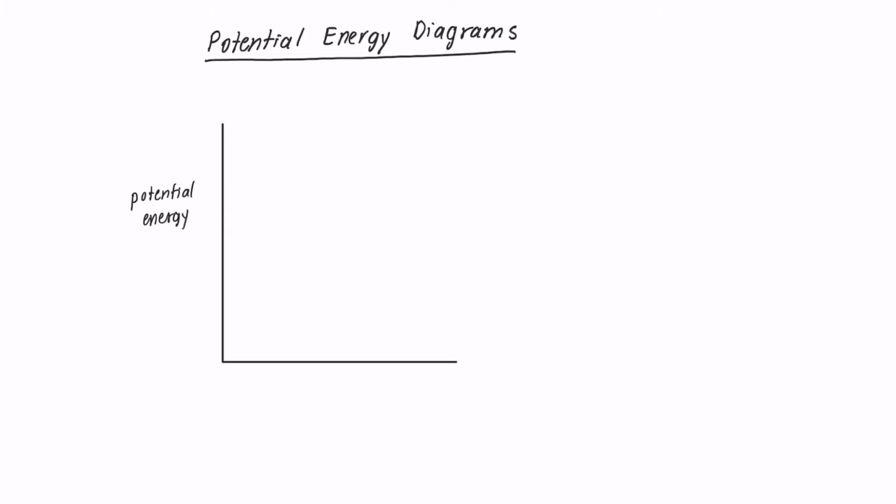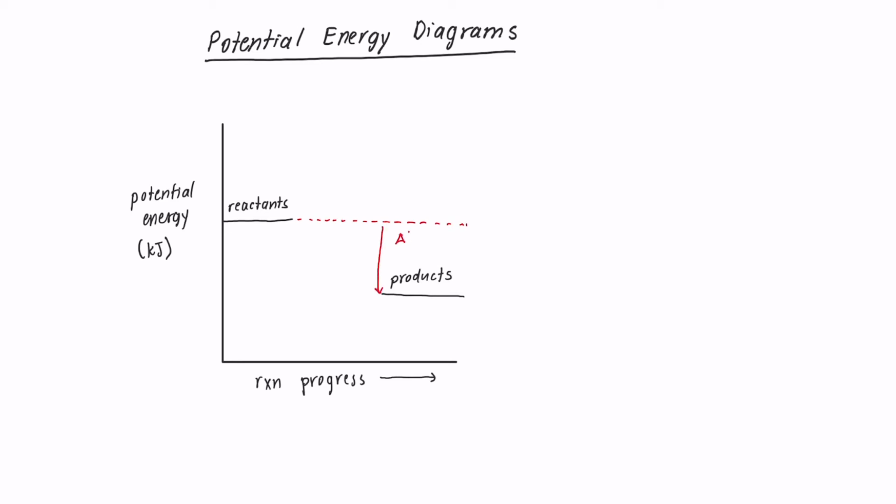Along the y-axis, we have potential energy in kilojoules, and along the x-axis is reaction progress, which represents the reaction occurring over time. Now, our reactants have a certain energy level, and our products will have a different energy level. In order for a reaction to occur, there must be a change in energy, and the difference in this energy is the change in enthalpy, represented by the delta H. And this is the energy difference between the starting reactants and the final products.